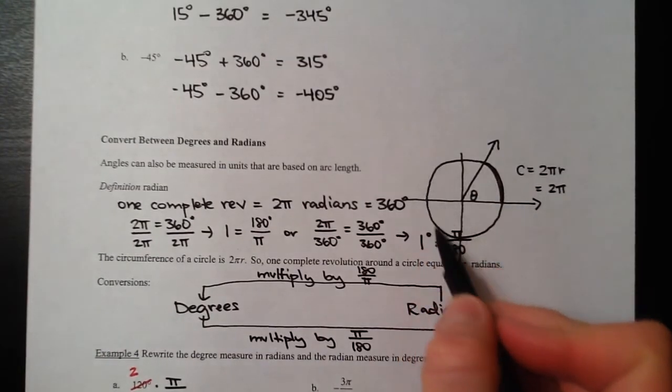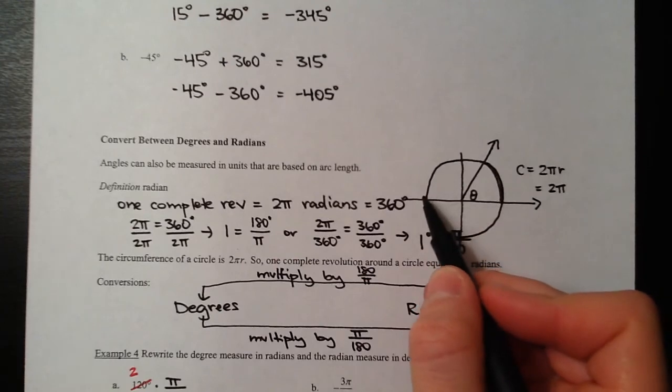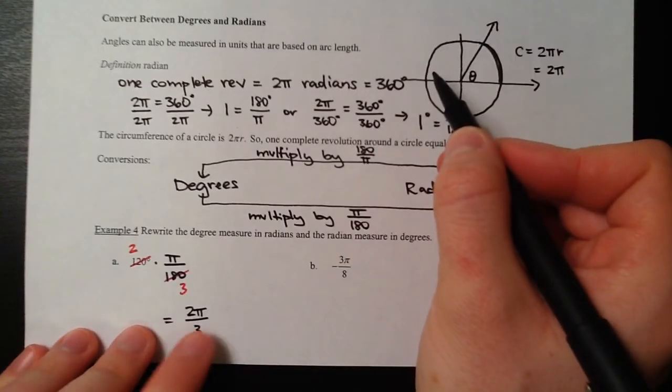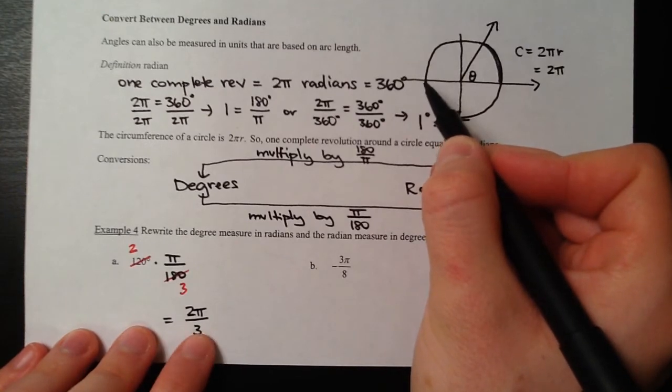Which basically means, here, if I go all the way around, that's 2 pi. If I go halfway around, that's pi. So I'm going 2/3 of the way to this point right here. That's what this tells me.